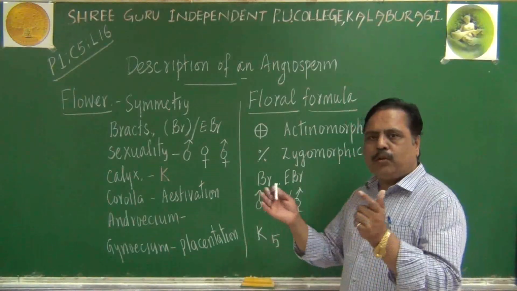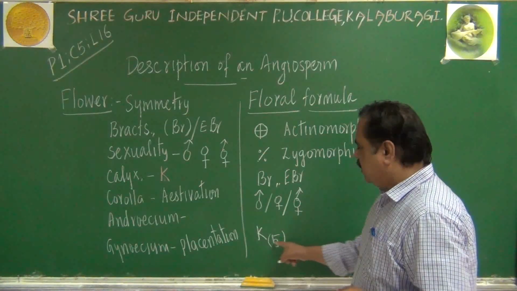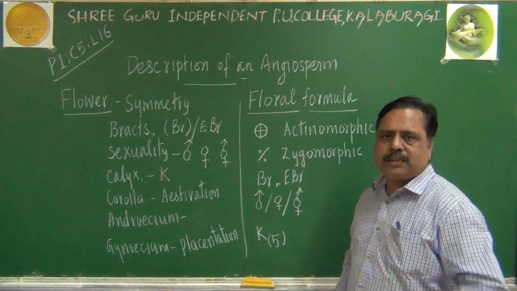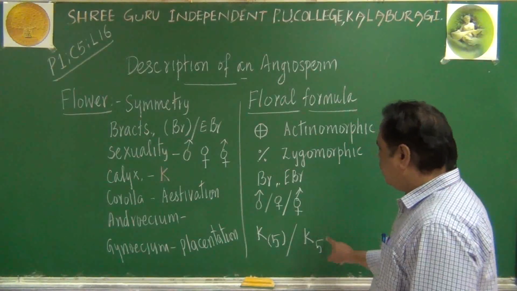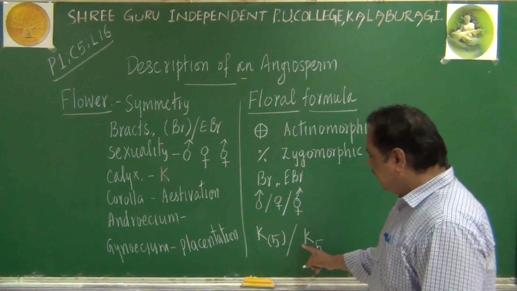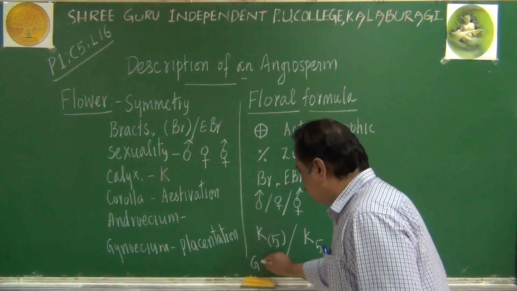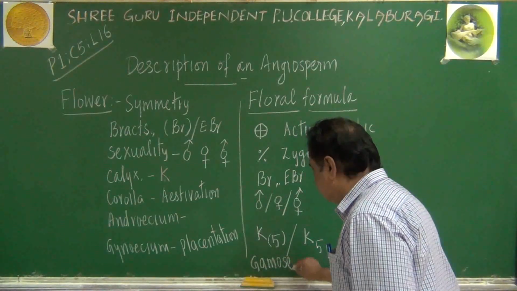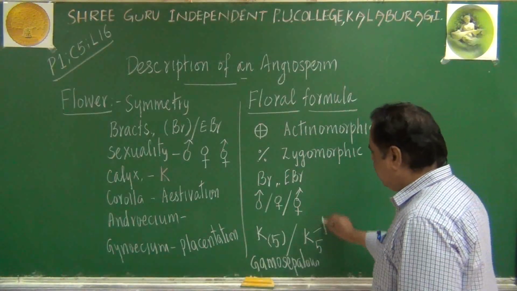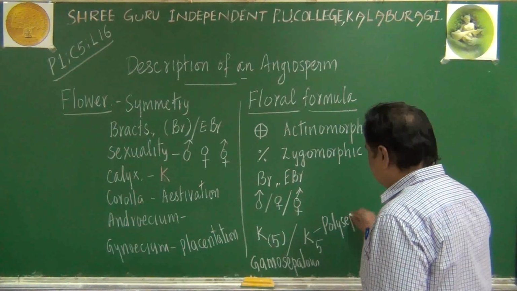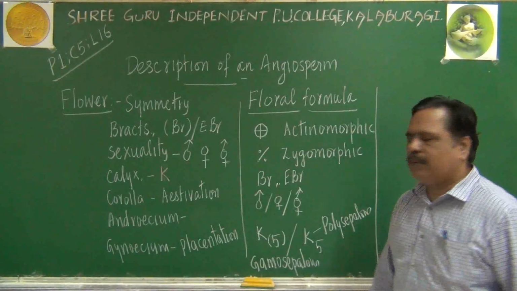If these sepals are united, gamosepalous, I can put a bracket like this. This bracket indicates a gamosepalous condition. If I write K5 without any bracket, it indicates a polysepalous condition actually. So this K5 with a bracket refers to gamosepalous. This one without bracket indicates a polysepalous condition. That is one way of describing a flower.